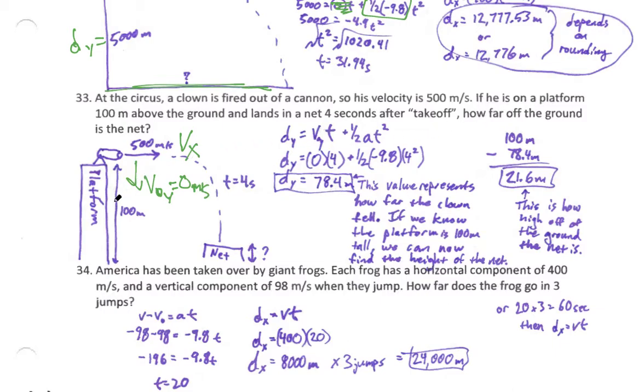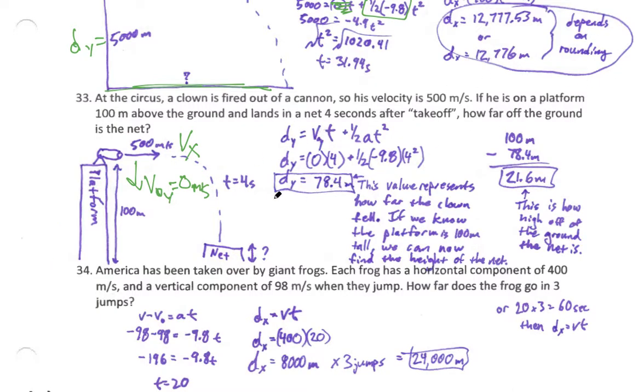He's coming off this 100 meter tall platform, so that's where I'm getting this 100 from, up there. It lands in a net 4 seconds after takeoff. How far from the ground is the net? So this one's a hard one. It is an arc problem, right? Basically, we've got an arc happening here. Although we're not dealing with the entire arc, we're only dealing with a portion of that arc. So that's a challenge. That'll be a bonus question on the test like this.